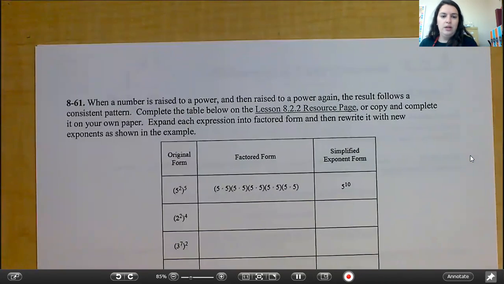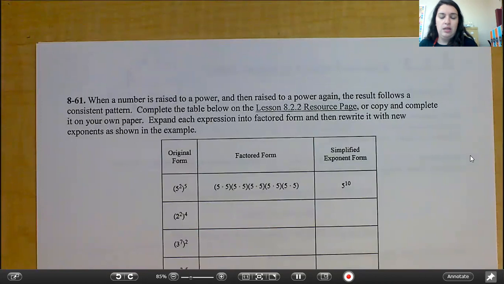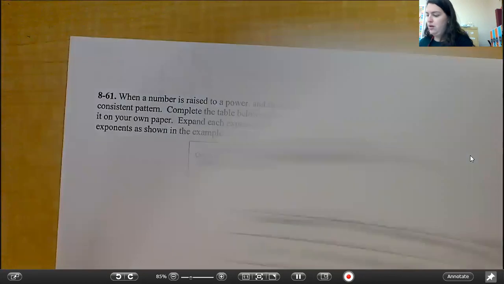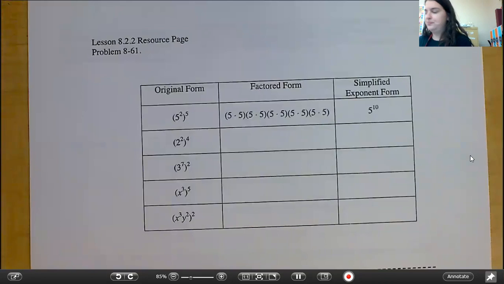861. 861 says, when a number is raised to a power, then raised to a power again, the result follows a consistent pattern. Complete the table below on the lesson 822 resource page, or copy and complete it on your own paper. Expand each expression into factored form and then rewrite it with new exponents as shown in the example. So go ahead and follow the example that's provided for you and finish the chart on the resource page.